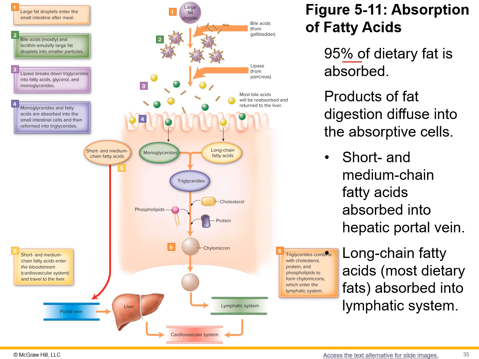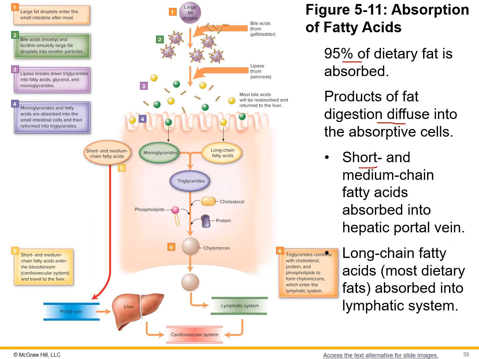So again, the product of digestion diffuses into those absorptive cells that are in the small intestine. Diffusion means that they're just moving across, because unlike amino acids or carbohydrates, they don't like water. So they can cross through the phospholipid bilayer of our cell membrane. So they can just go from a high to low concentration, but they do need to be small.